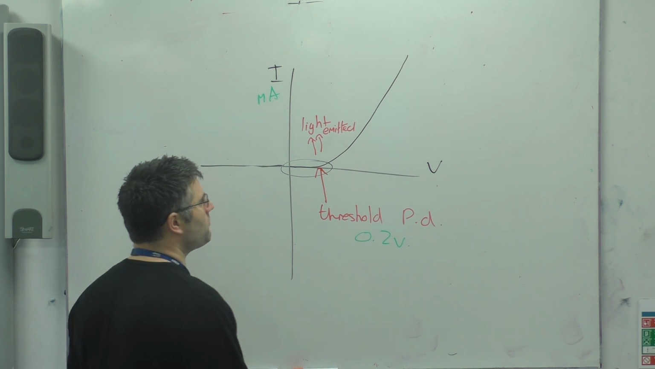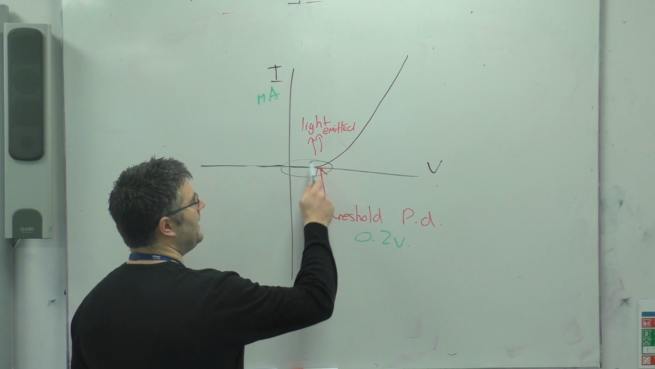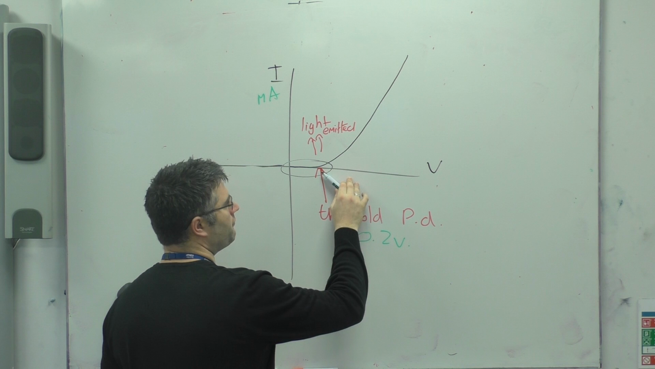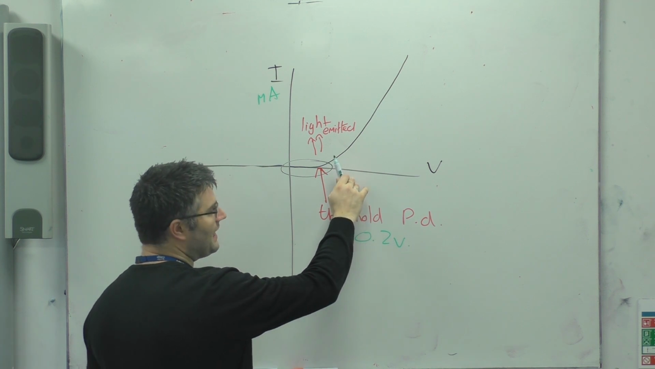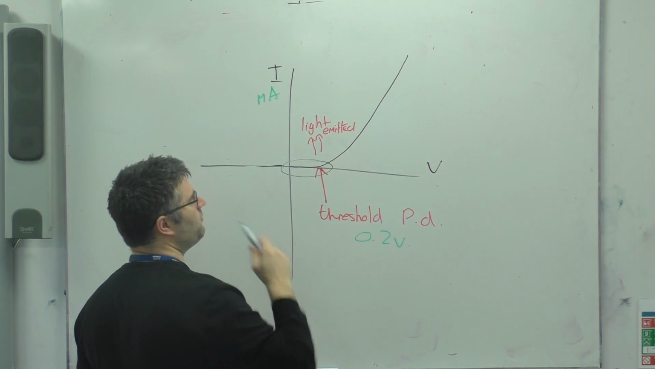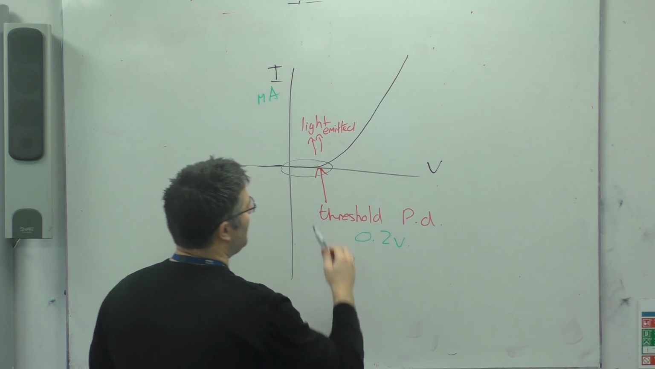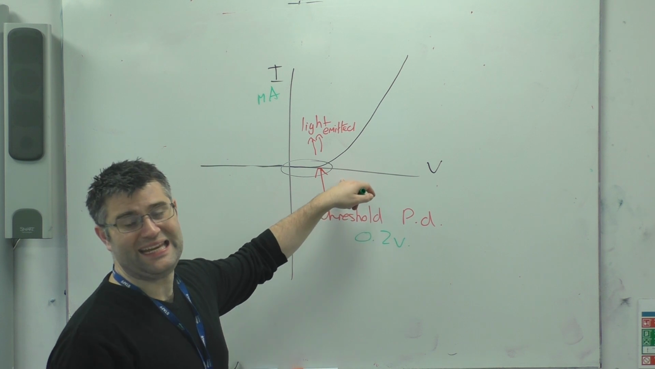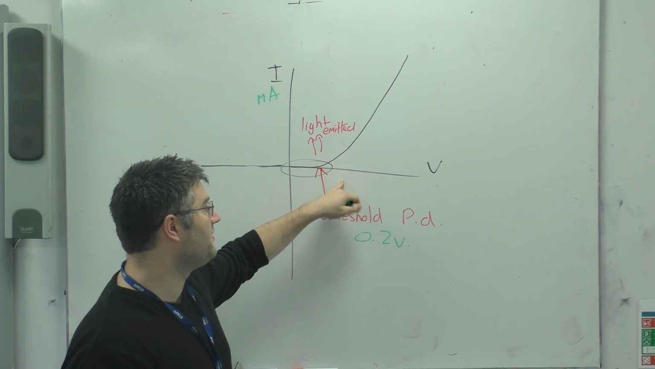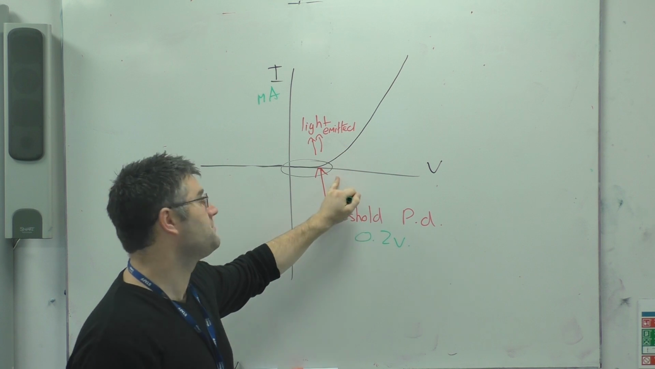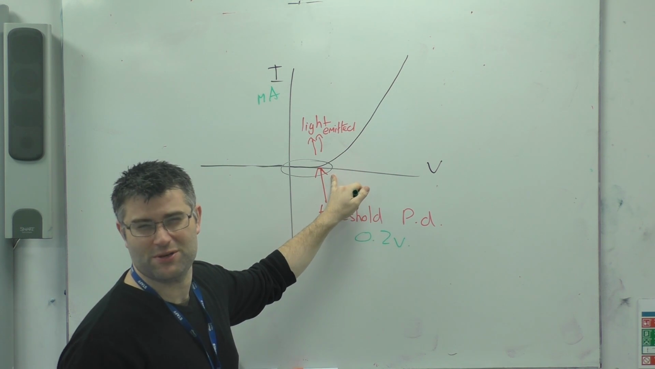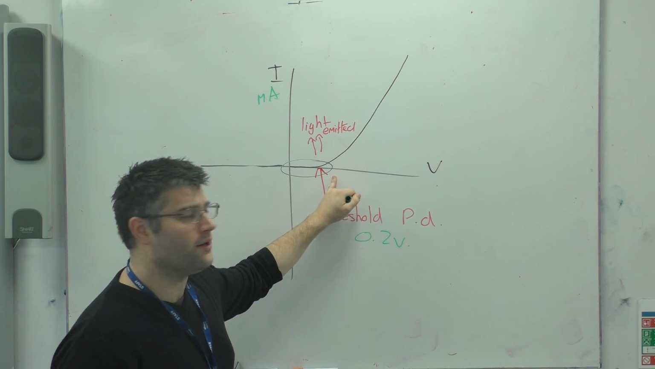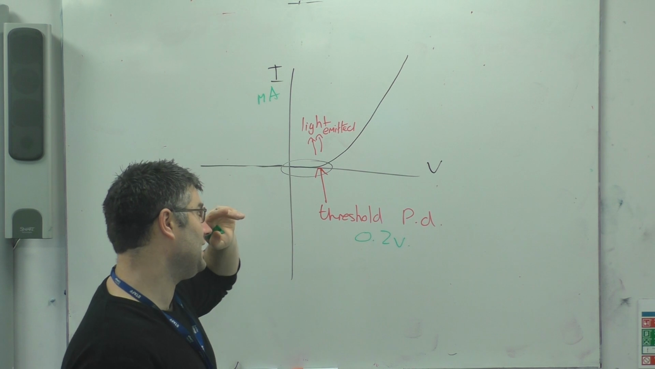So in this case, we've got a threshold PD which allows the electricity to flow through the diode. If it's a light-emitting diode, then light will be emitted. Please bear in mind, all diodes look exactly the same. The only difference between an LED and a diode is the fact that light is emitted at the threshold PD, which gives you a nice indication of when the diode is starting to allow current to flow. So a very nice feature of LEDs.